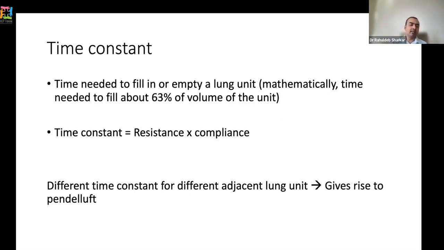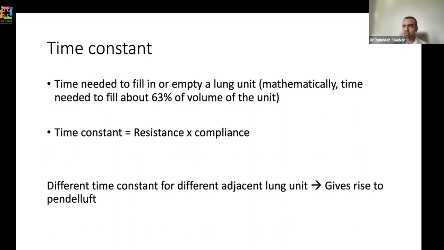So when this smaller lung unit, the lung unit with the low time constant, has emptied itself, the other one hasn't emptied, so there might be flow from the second one to the first one. These different time constants cause movement of air between the lung units, and that can cause trouble in terms of lung injury, etc. And therefore, Pendeluft is a thing that happens, and it happens very much not only in ventilated patients but also in spontaneously breathing patients.